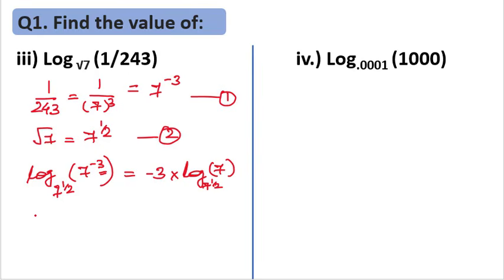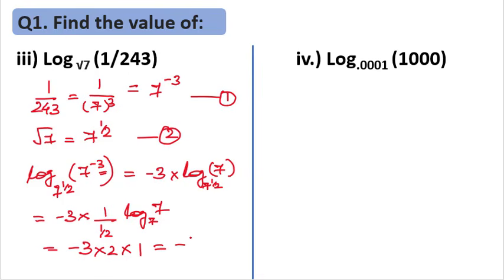Now all of us know what happens when the power is in the base. In that case, it comes out as 1 upon the power, right? So minus 3 multiplied by 1 upon 1 by 2 log 7 to the base 7, right? So this is nothing but minus 3 multiplied by 2, and we know log 7 to the base 7 is nothing but 1. So the answer here is minus 6. Very easy. If you find it difficult, just pause the video here and take a good look. Moving on to the next part of the question.